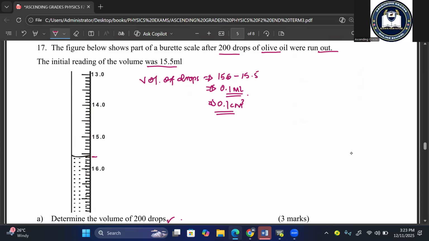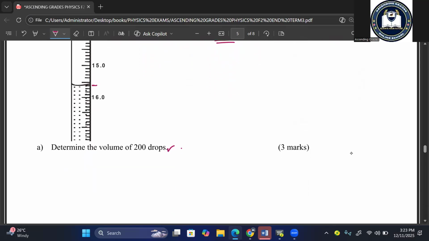Students usually get confused with cubic centimeters and mLs, they are all the same. So that is the volume of the 200 drops.